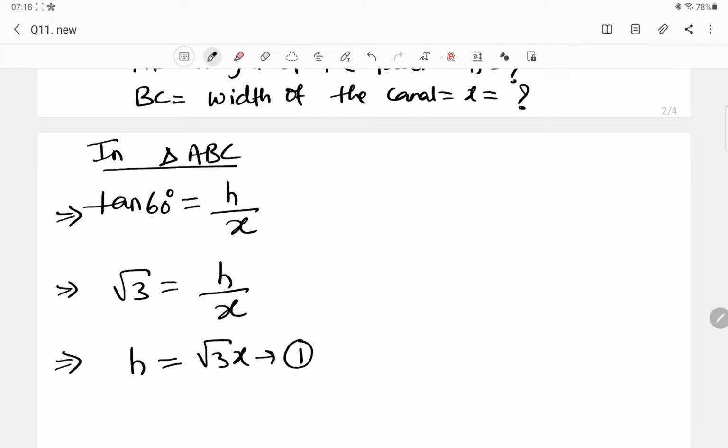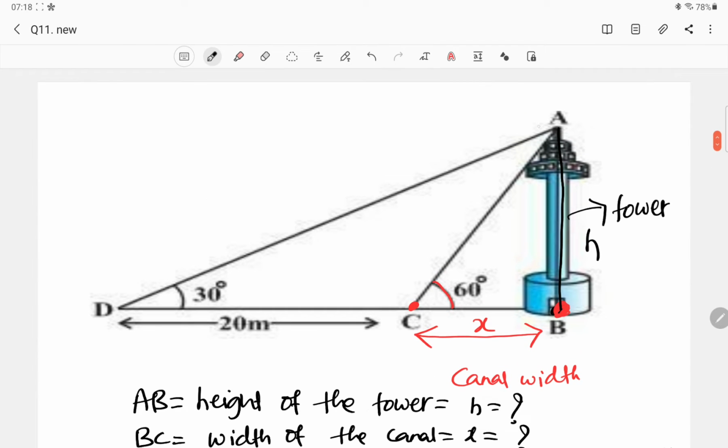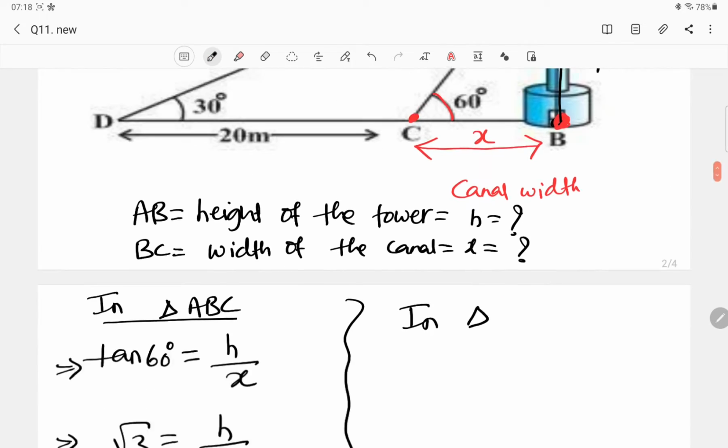So h is a common thing here. I will just keep h here, and x I am bringing this side, so that is root 3 into x. All right. Now coming to another triangle. What is the big triangle here? This triangle, EDB.